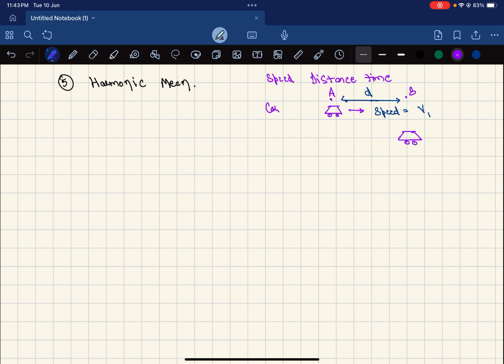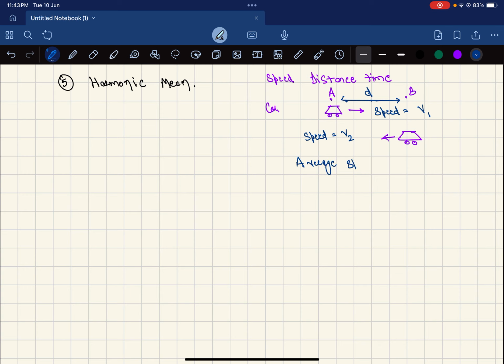it again goes from point B to point A, but this time the speed of the car was V2. So basically we are traveling a total distance of D plus D, once from A to B and then from B to A, and in our first cycle our speed was V1, while on the second cycle it was V2.